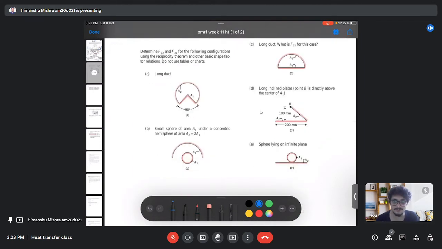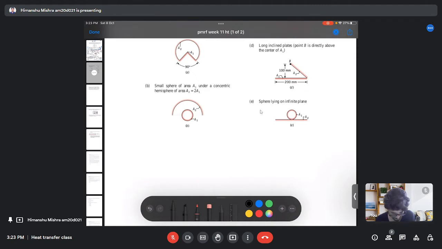So in question 2, we have been given a different kind of geometry, and we have 2 surfaces. In the question it is mentioned that we do not need to use the table or chart here. So we need to find the view factors f1,2 and f2,1, and we have 2 surfaces 1 and 2. And we can see that these 2 surfaces have different shapes, different geometries, and are connected to each other with different orientations. So let's find the view factor one by one for all the surfaces.